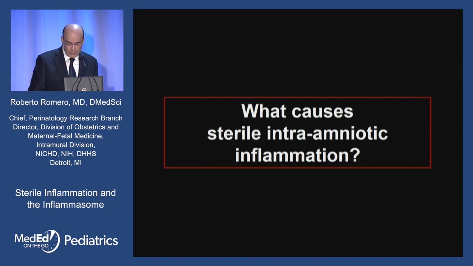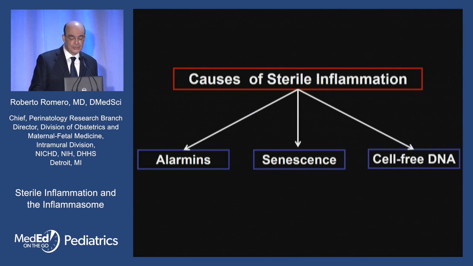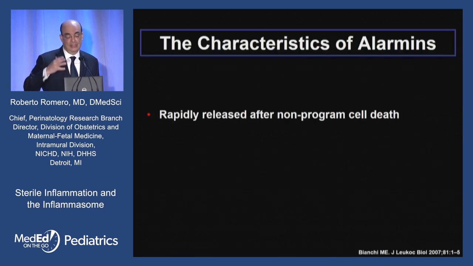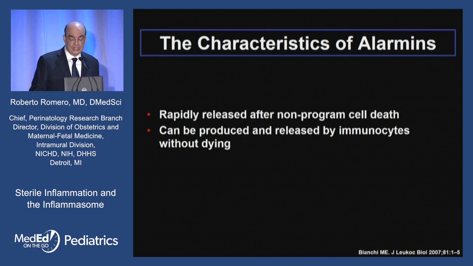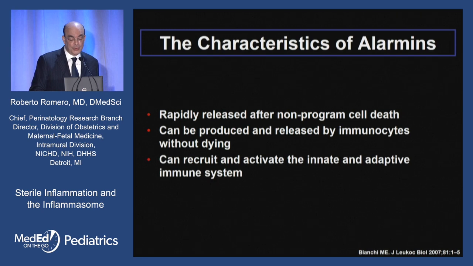So the obvious question is, what causes sterile intra-amniotic inflammation? In general, the causes of sterile inflammation are alarmins, senescence of cells, and cell-free DNA. Alarmins are the favorite candidate, and it's important to be familiar with them because we all have alarmins released as we age. Alarmins are released after non-programmed cell death. They can be produced and released by immunocytes without dying. I'll show you that in a moment, and they can recruit and activate the innate and adaptive immune system.